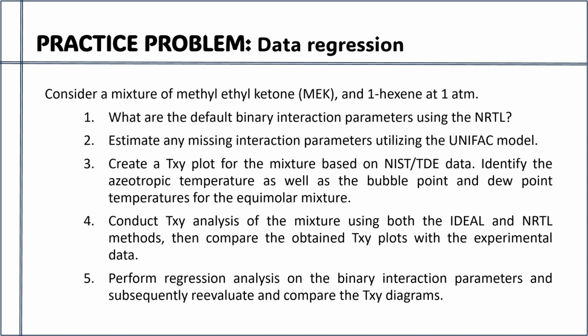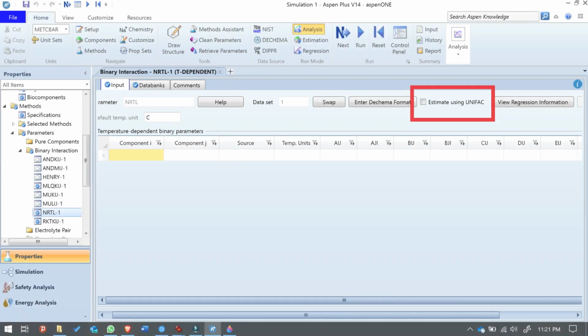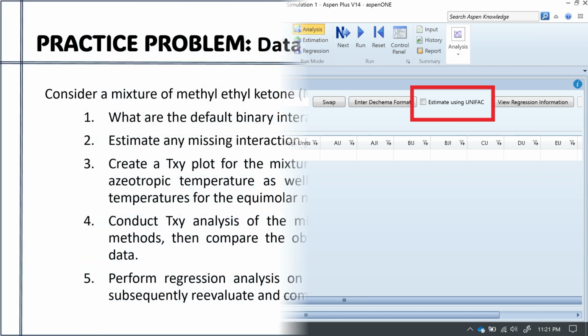Also, I suggest a problem for the data regression. Consider a mixture of methyl-ethyl ketone and 1-hexene at 1 atmospheric pressure. So you are asked what are the default binary interaction parameters using the NRTL method. Estimate any missing interaction parameters utilizing the UNIFAC model. This estimation can be done right on the window where binary interaction parameters appear. So you only need to check a box that appears right above the binary interaction parameters.